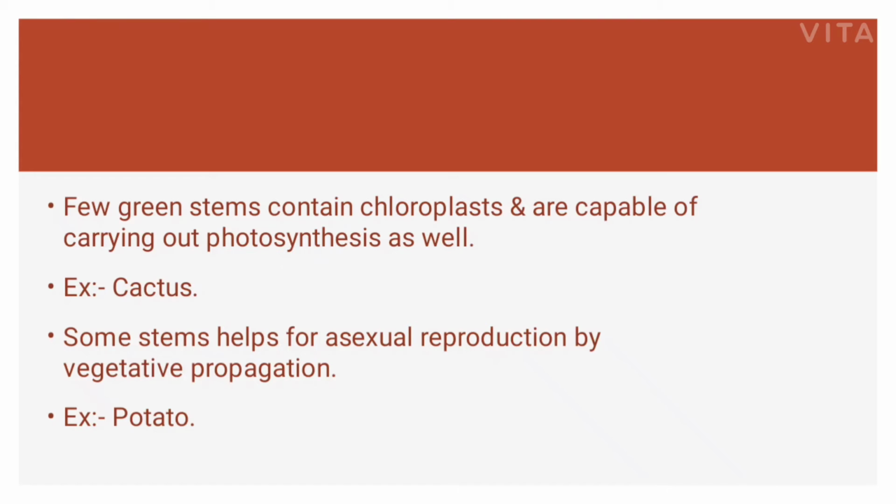In plants, different parts are used for the reproduction process. For example, leaves, stem, roots. These parts are used for reproduction and are called vegetative parts, and the reproduction is called vegetative propagation. For example, potato.